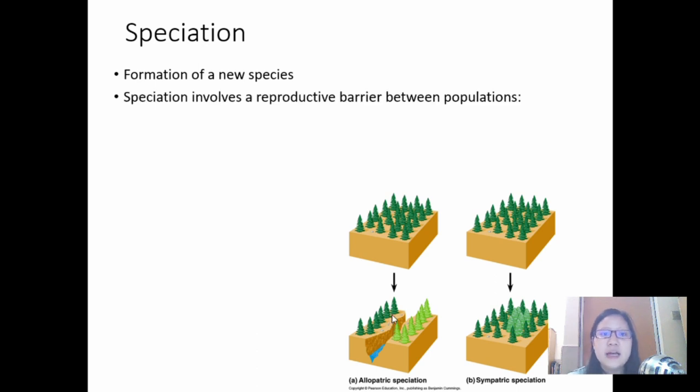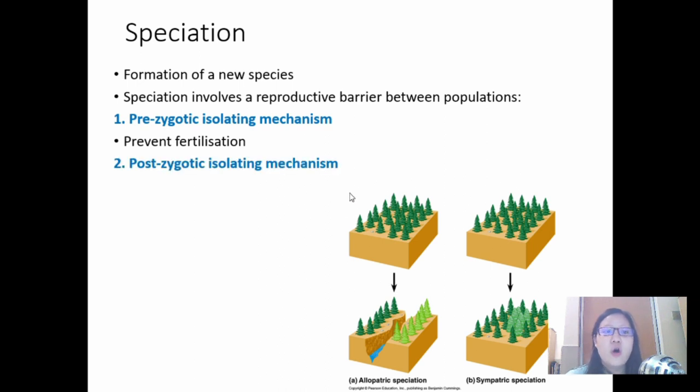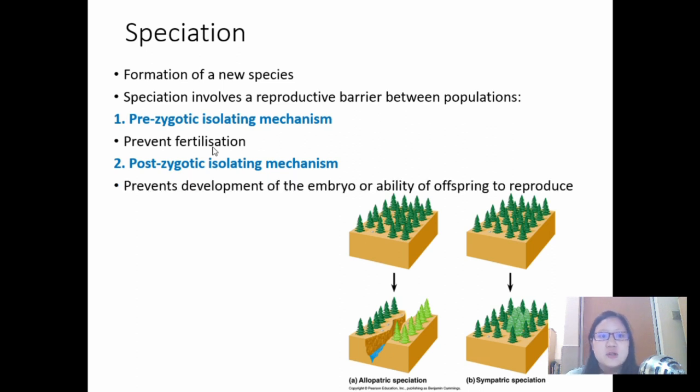Speciation, as I said just now, is the formation of a new species, and it always involves reproductive barrier between populations. What do you mean reproductive barrier? Something that separates reproduction. So there are two types. One is a pre-zygotic isolating mechanism. Zygote is like the baby, right? So pre-baby isolating mechanism. What does that mean? This means a process that prevents fertilization, so a barrier that prevents fertilization in the first place. Or it could be a post-zygotic isolating mechanism, so it's after baby. So that's pre-zygotic and post-zygotic isolating mechanism. We will see examples of each in a moment.